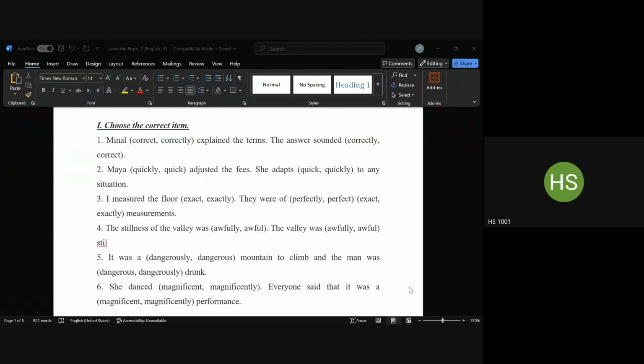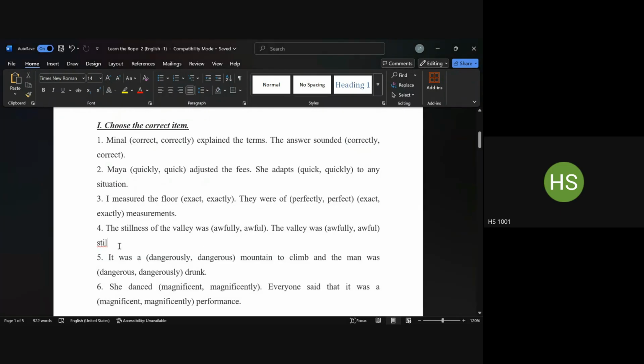This is correct. Then the second part of the sentence, the valley was awfully still. Awfully. Yeah, awfully, correct. Then it was a dangerously dangerous mountain to climb, and the man was dangerously drunk.